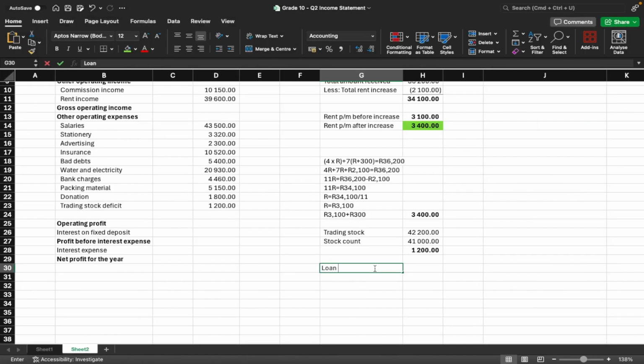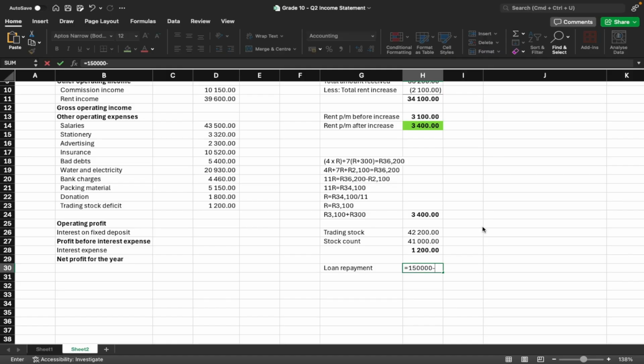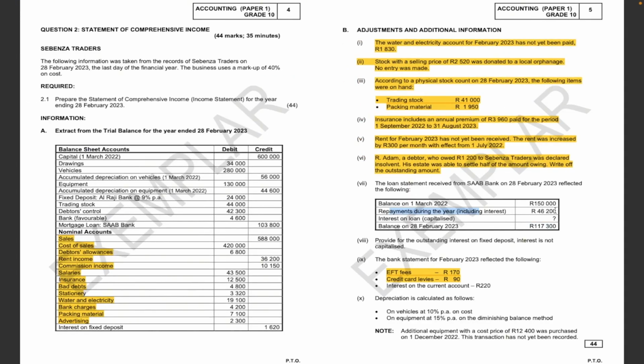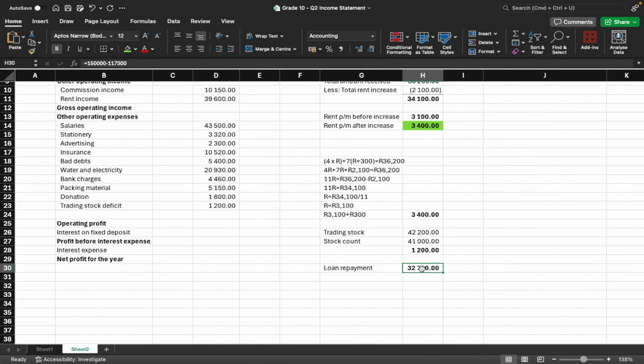So let's see here: loan repayment, we've got the 150,000 rand which we owed at the beginning of the year, minus how much we now owe, 117,300 rand. And you can see for the loan itself we paid 32,700 rand. However, you can see here that the repayments during the year, we actually paid an amount of 46,200 rand. They're asking us what is the interest on the loan that was capitalized. So if we paid a total of 46,200 rand, why did my loan only reduce by 32,700 rand? Well, the difference between what we actually paid and how much it was reduced by is the interest. They charged us interest. So the actual repayment is 46,200 rand.